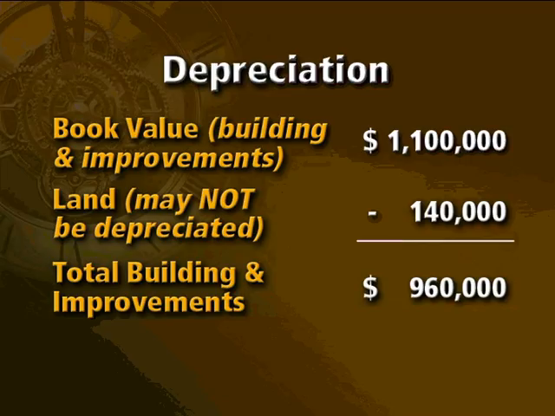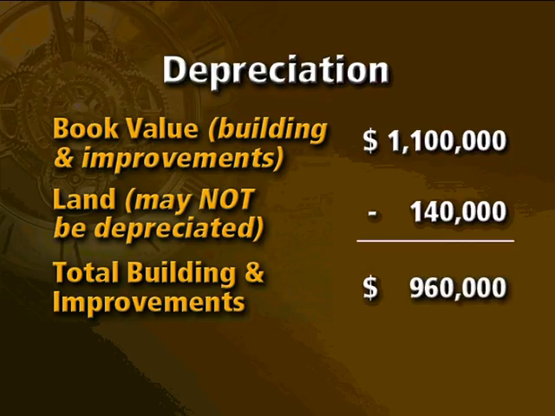Had we done so, it might have looked something along the following lines. Jackie had $1.1 million of real estate and related improvements listed as a long-term asset on her balance sheet at the end of last year. Of this amount, $140,000 was attributable to land, which is not permitted to be depreciated as it is not viewed to deteriorate in value over time.